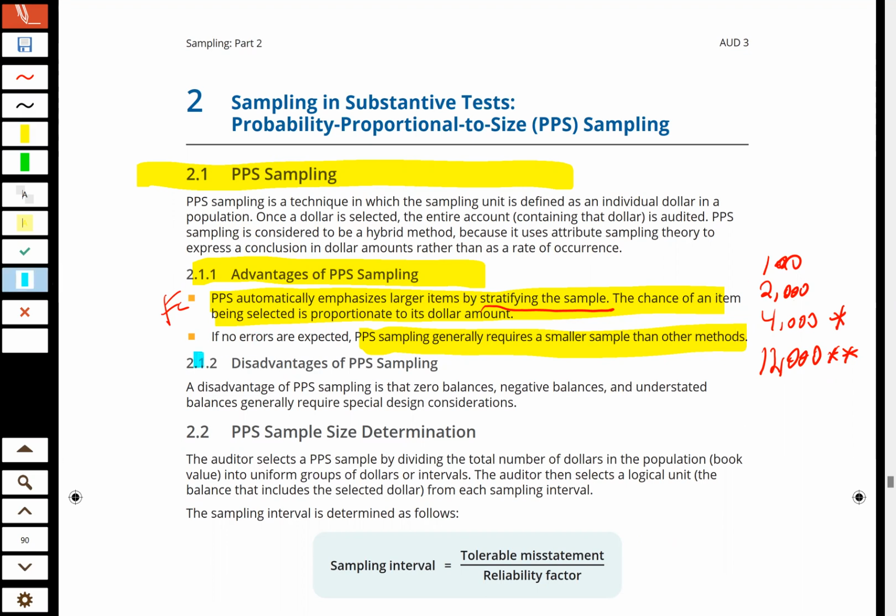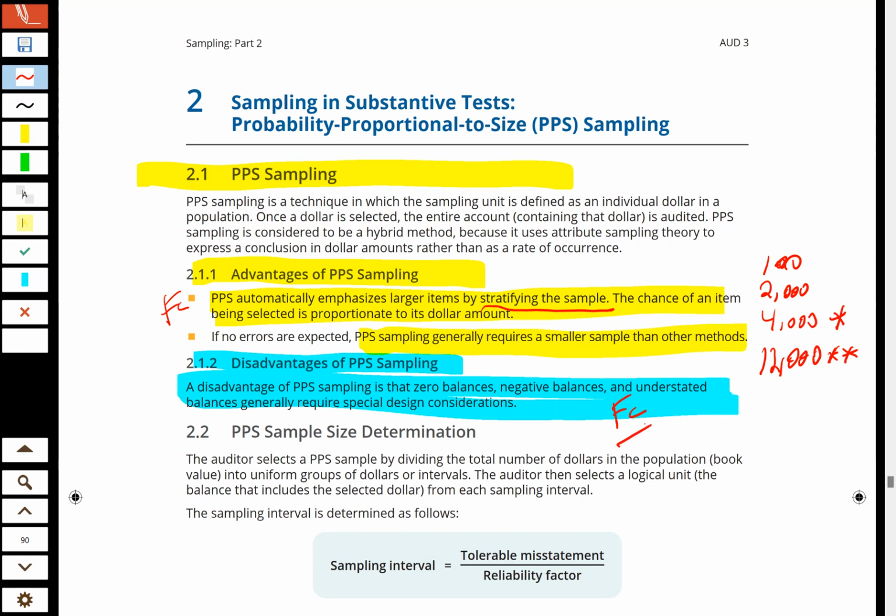Disadvantage of PPS is what? If you have 0 or negative balances, those items will not be selected because you have to have at least $1 in front of you as I'm trying to accumulate to get the dollars. That's a disadvantage, but I can design around that very, very easily. What I would do is if I had some zeros, I would take those zeros out, right? And do something separate with those zeros. Maybe pull a sample of the zeros, or maybe I'll go ahead and confirm every single zero that's on there.